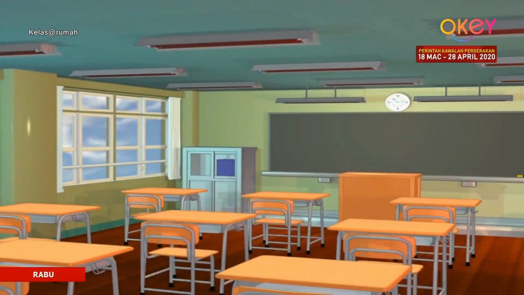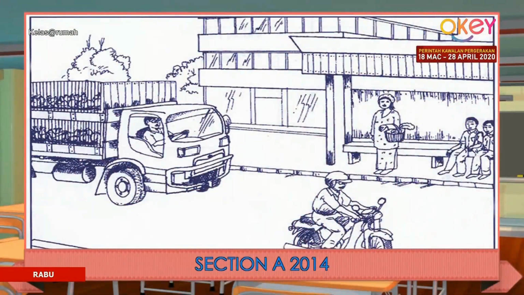For example, Section A in 2014. What can you see in this picture? Let's start with a man in the lorry. You have to be descriptive. You can talk about what he's wearing, where he is, and what he's doing in the picture.